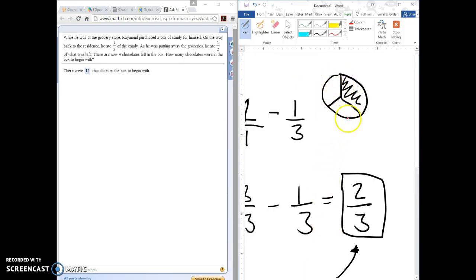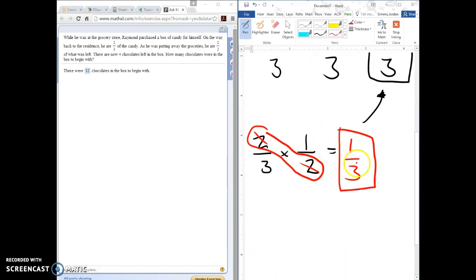So think about this. We have all the chocolates. This circle represents the whole box. 1/3 is gone, and now he ate half of what was left. So now he ate another third. So the only thing we have left is 1/3. Okay? So again, that kind of makes sense, 1/3.